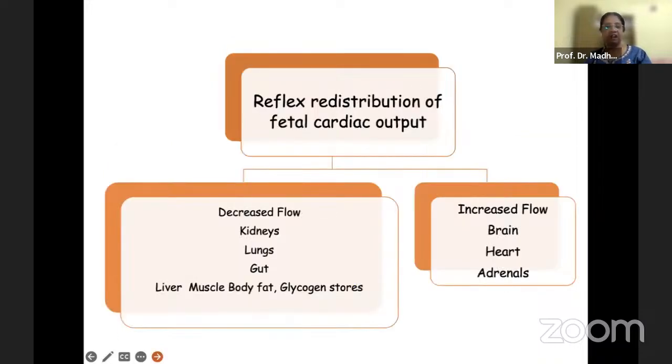What happens to the fetal cardiac output? It's redistributed, where organs like the kidneys, the lungs, the gut, the liver, the muscle, body fat, and the glycogen stores have decreased flow. That's why the kidneys have oliguria. The gut, the liver, all these have decreased flow. But there is increased flow to the vital organs, that is the brain, the heart, and the adrenals. It tries not to compromise the blood flow in these organs.